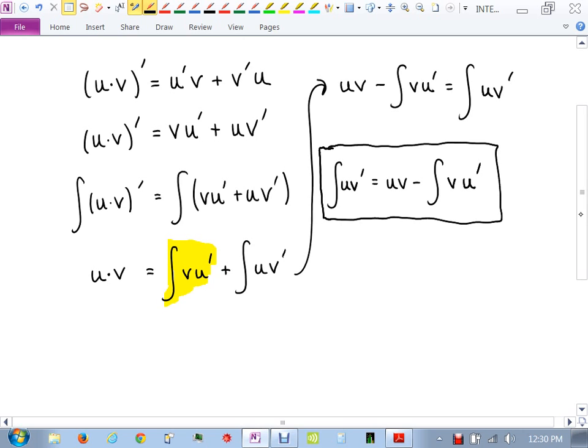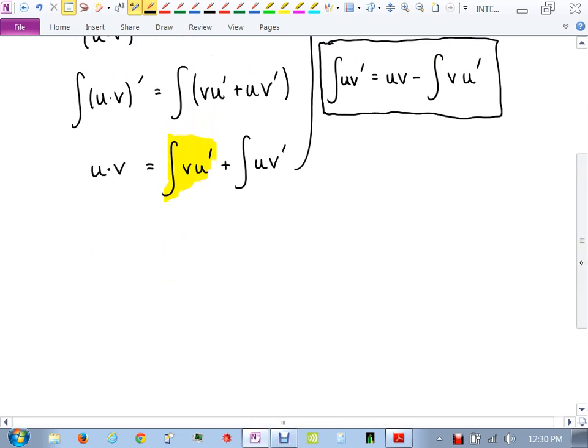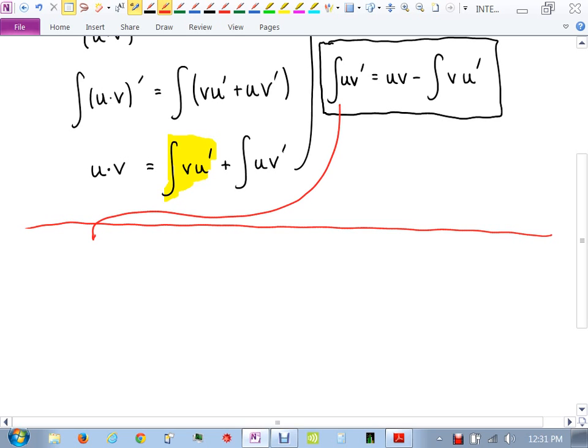I need to scroll down here. Leave that up there. I'm going to start a new one. I'm going to go back in terms of what u and v were. u was what? In the beginning, u was a function of x, f of x, and v was g of x. Okay, so what this whole thing says is this.